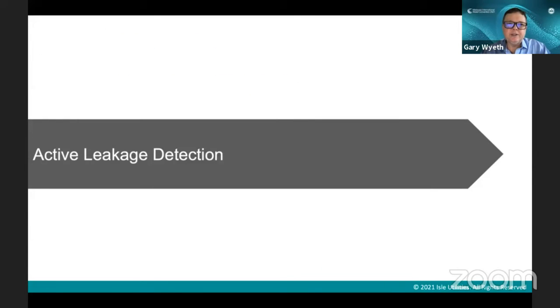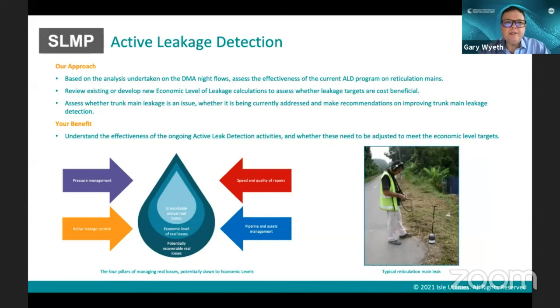Active leak detection is the next step. So based on the analysis that we've just talked about in the district metering areas, it's then a case of saying, okay, we need to go out and do active leak detection. This is to physically go out and look for those buried leaks.